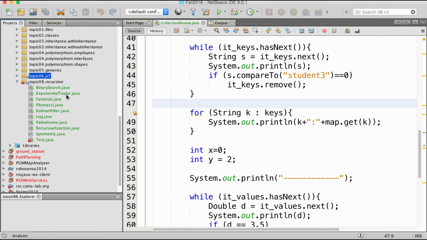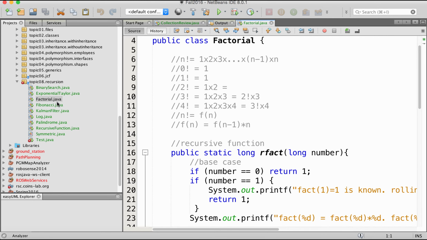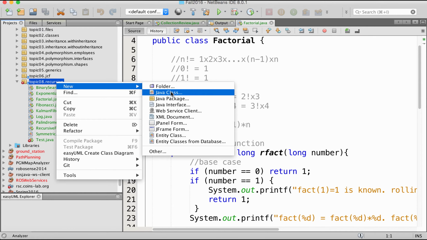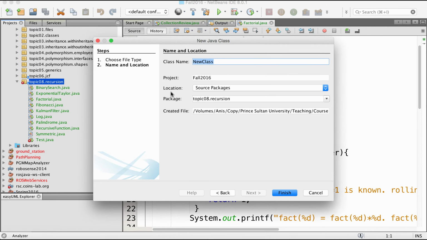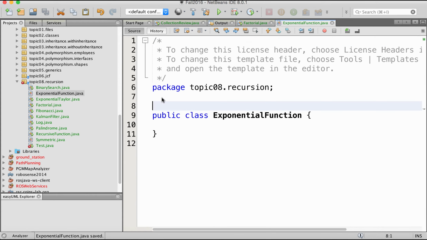So for recursion last time, we have done the factorial and we have done the Fibonacci series. So now today I'm going to use the exponential function using recursion. So you know the exponential function, e^x.